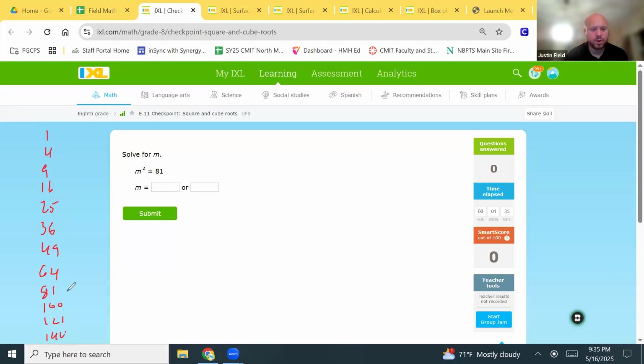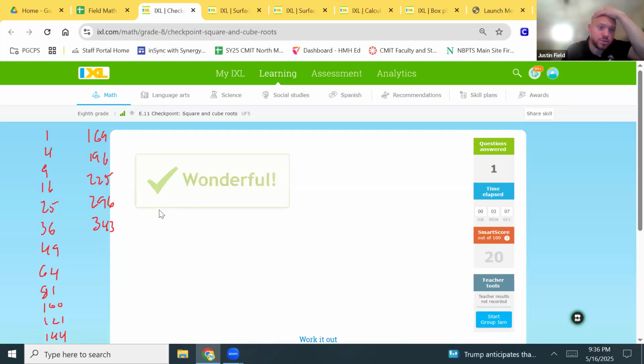121, 144, 169, 196, 225, and so on. I usually go up to 15. All right, so 81 is 9 squared. So m is going to be 9 or negative 9, since negative 9 times negative 9 is also positive 81.